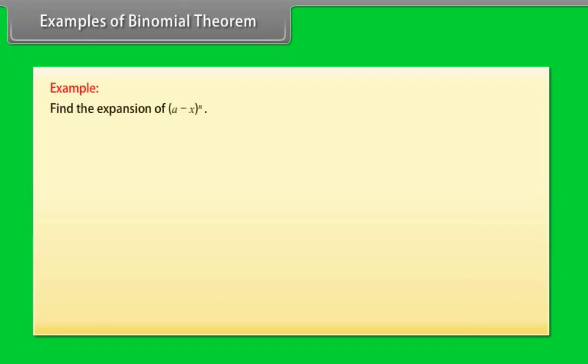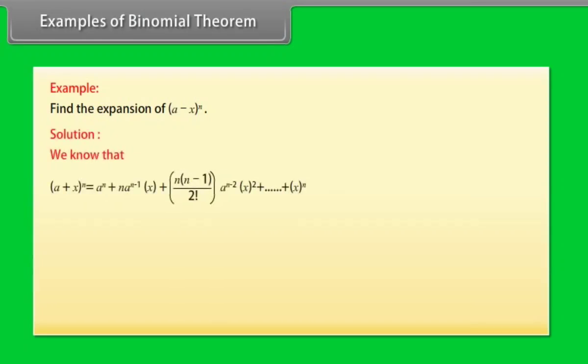Examples of binomial theorem. Example: find the expansion of (a-x)^n. Solution: we know that (a+x)^n is equal to a^n plus n times a^(n-1) times x plus n(n-1)/2! times a^(n-2) times x^2 and so on up to x^n. Put x equal to -x in the above expansion.